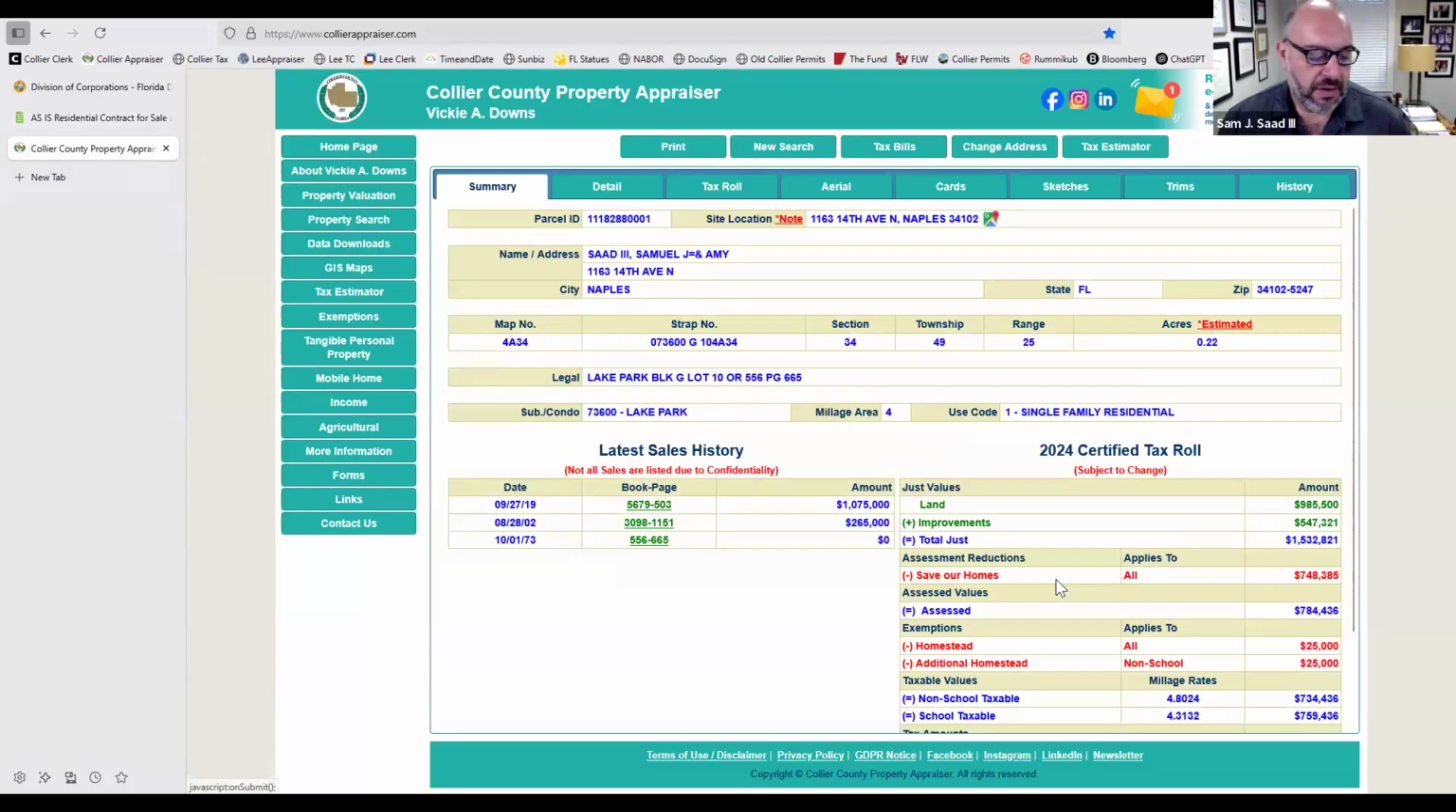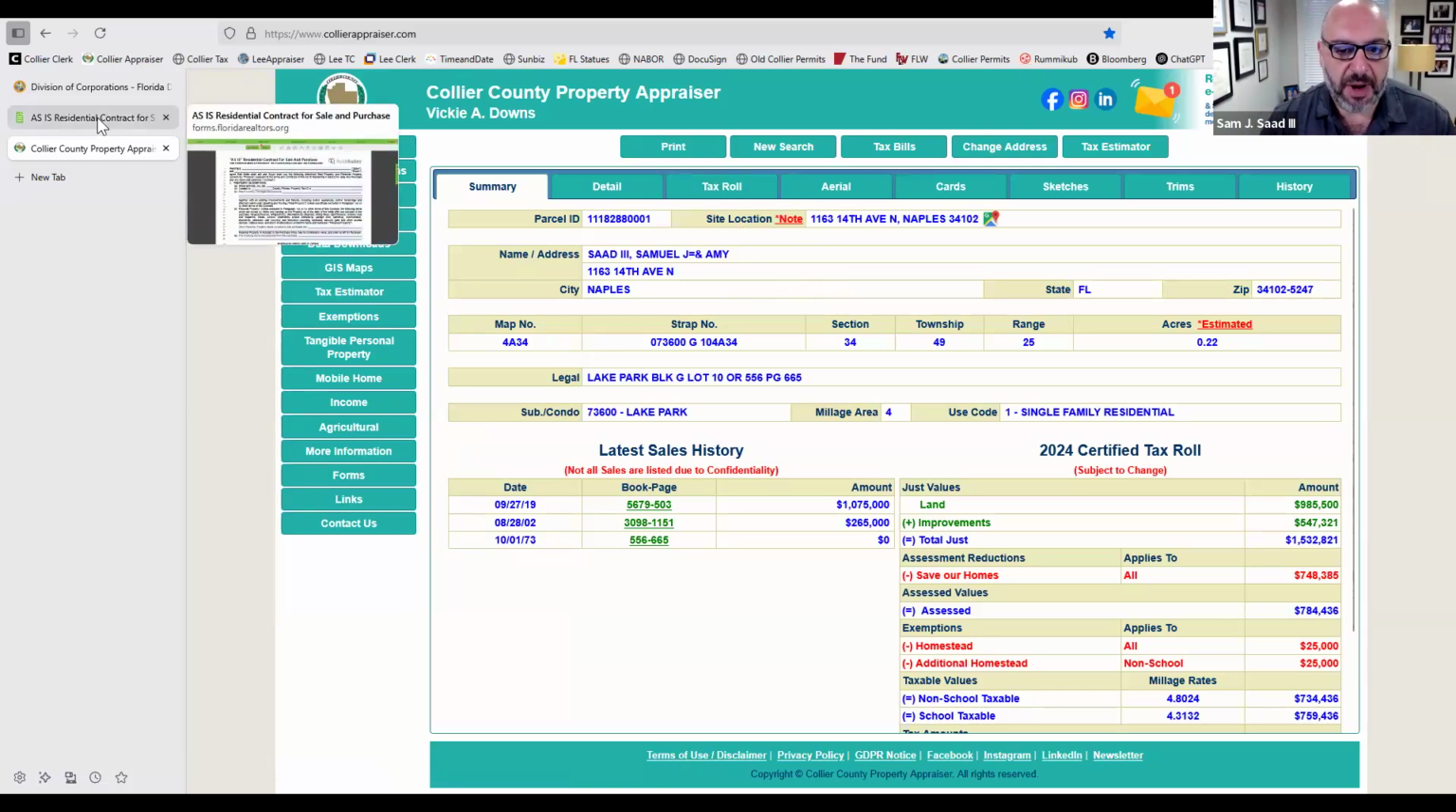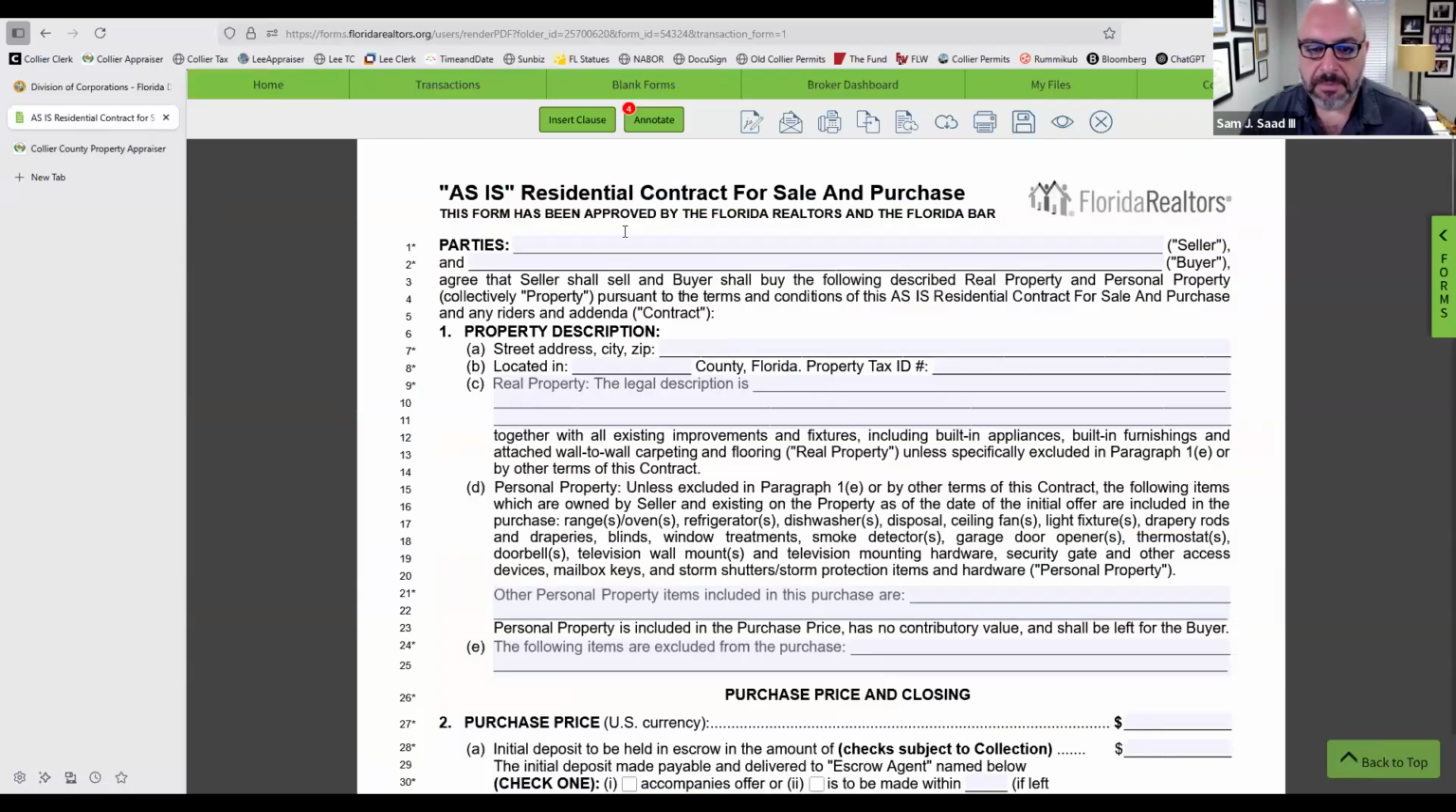There's my property card. This is a very important screen to know and understand because you're going to get a lot of information off this screen as we go through the contract. I'll be pointing things out that we'll be using off of this screen. So just be aware that you need to understand your property appraiser website and the property card as we go through the contract. Let's switch back over to the contract to get started.